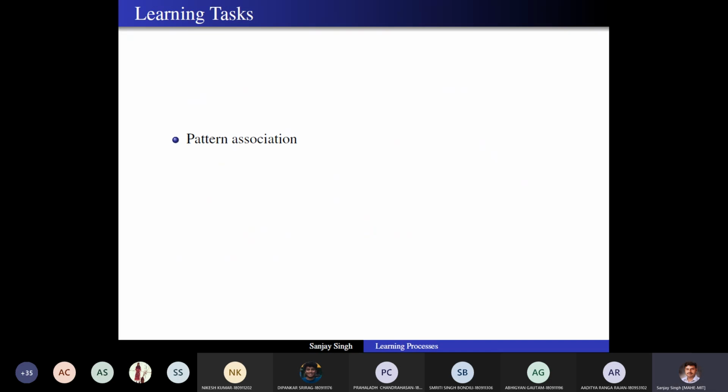Now, lastly, we'll talk about the learning task. I'm doing this for the sake of completion, but it is elementary or naive to talk about here, though we do it often. Pattern association we do a lot. The example I'm quoting can be related to pattern association, pattern recognition, or function approximation. Pattern association and recognition have some similarity.